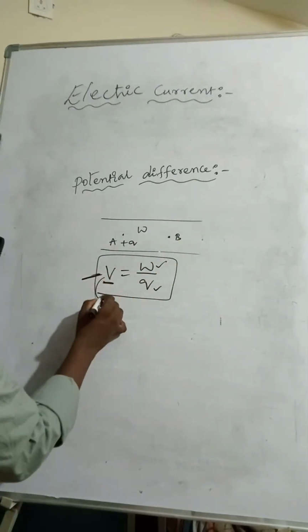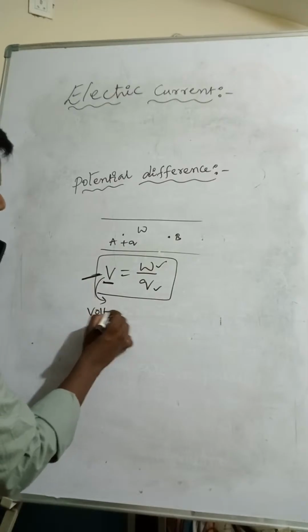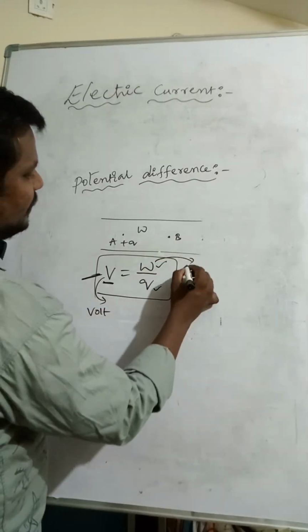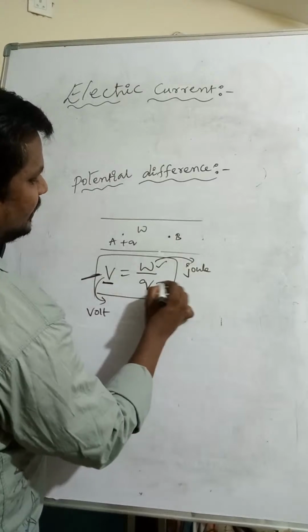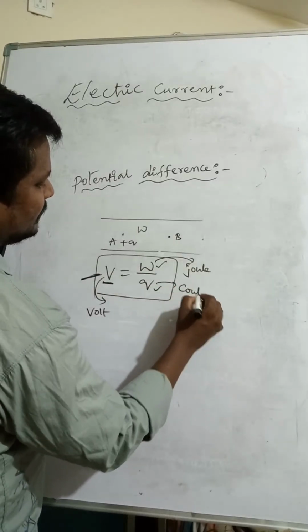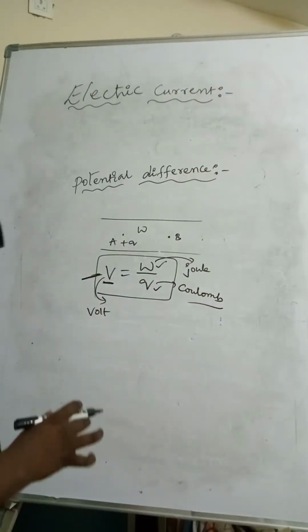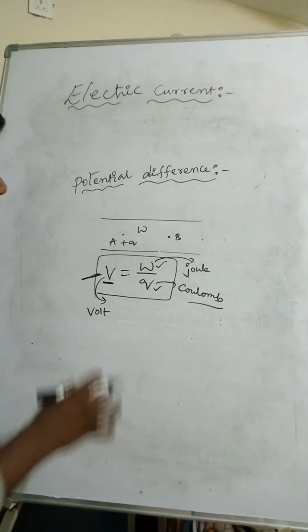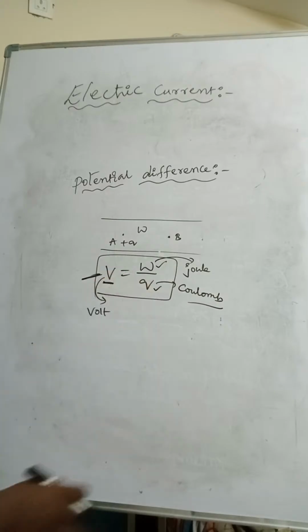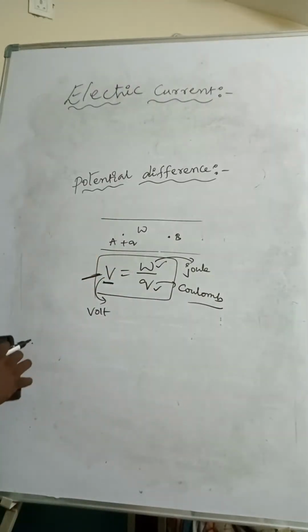So SI unit of potential difference is volt, and SI unit of work done is joule. SI unit of charge is coulomb. So these are very, very important. Each and every time whenever you are learning a particular concept, you must understand the SI unit also. This is about potential difference.